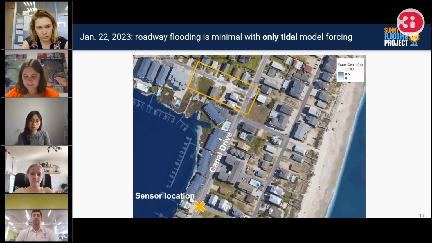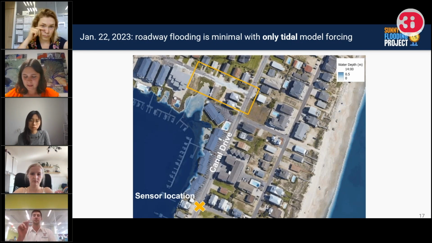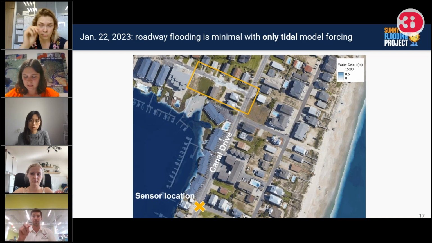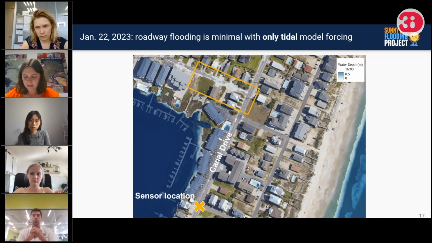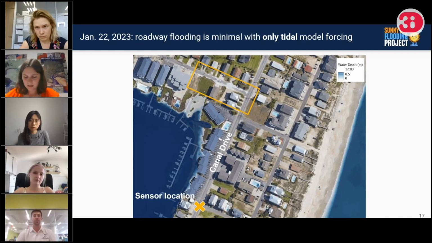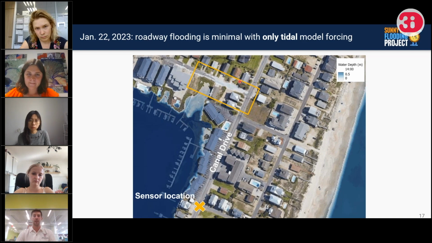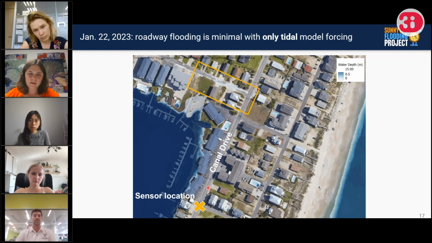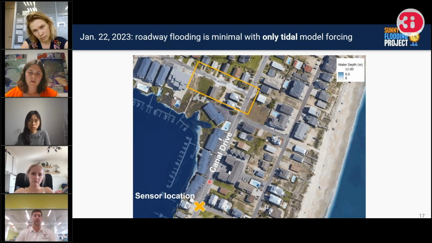The GIF up on screen shows the same January 22nd flood, but the coupled model simulation only includes tidal forcing. Atmospheric and rainfall forcings were not turned on in this run. I want you all to notice that while the boxed area at the top of this GIF is overtopped and flooded, the simulation results indicate that tides alone would not have caused flooding to reach our sensor on Canal Drive.